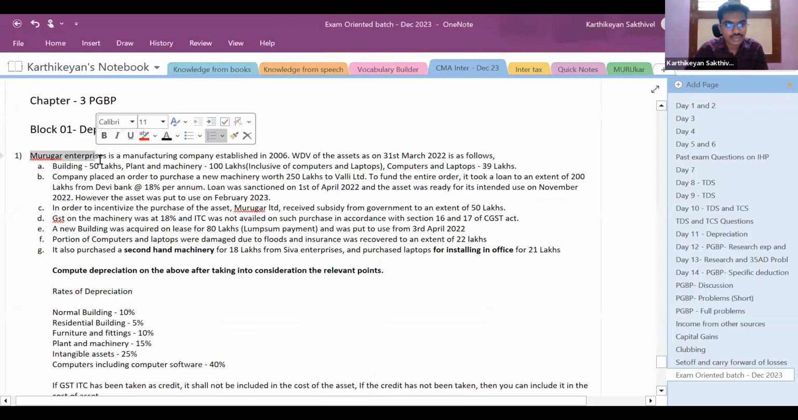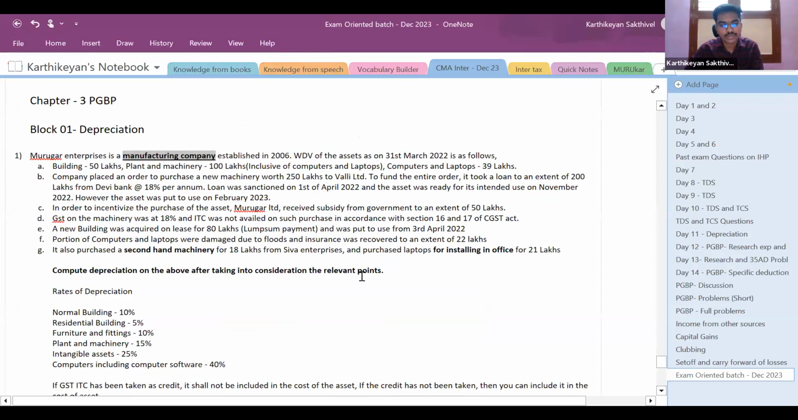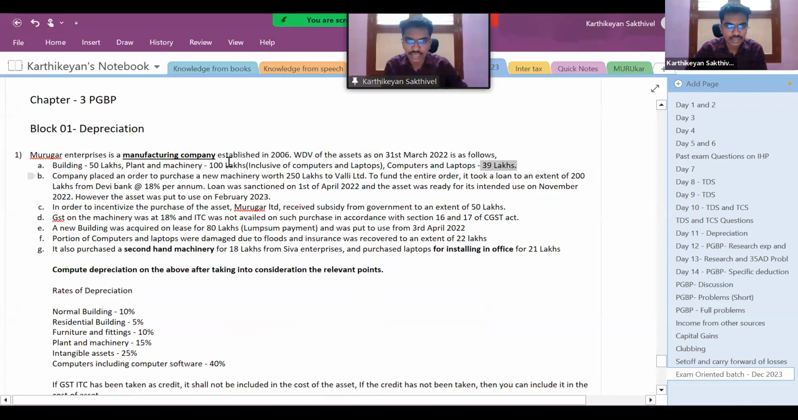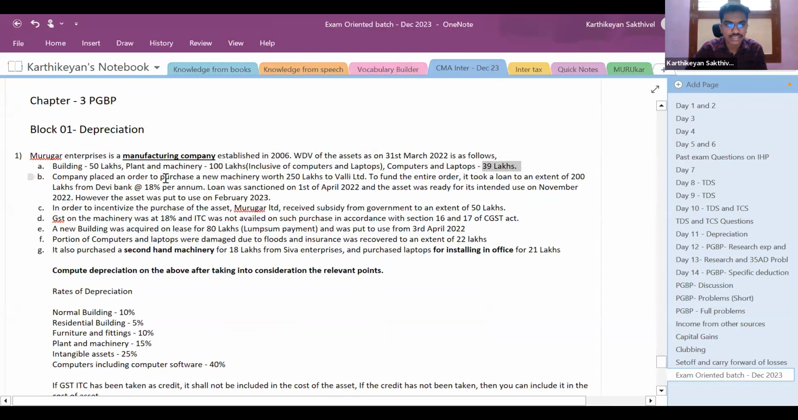So first, Murugar Enterprises is a manufacturing company established in 2006. Generally, when you see a depreciation question, you should check the nature of the company, because if it is a manufacturing company you can claim additional depreciation. WDV of the assets as on 31st March 22 is as follows: Building 50 lakhs, plant and machinery 100 lakhs, computers and laptops 39 lakhs. This 100 lakhs is inclusive of this 39 lakhs.